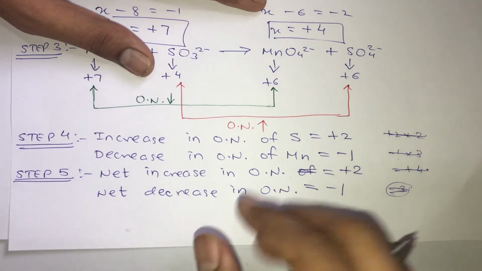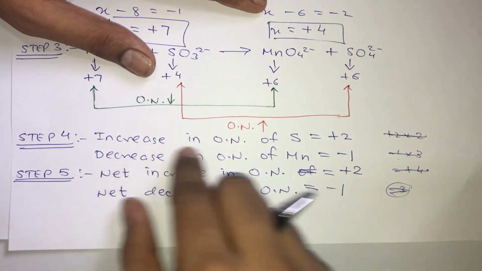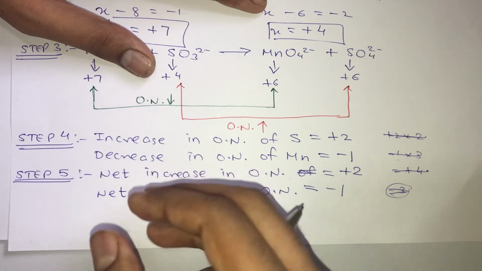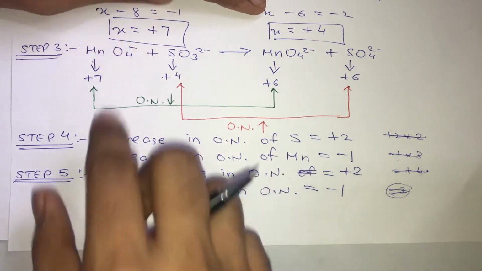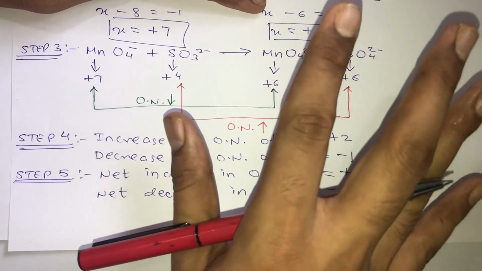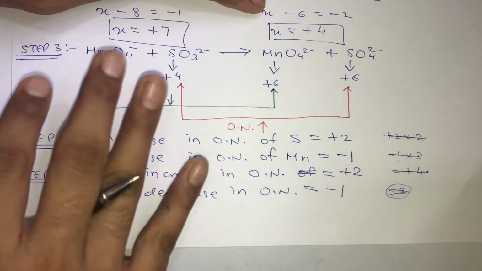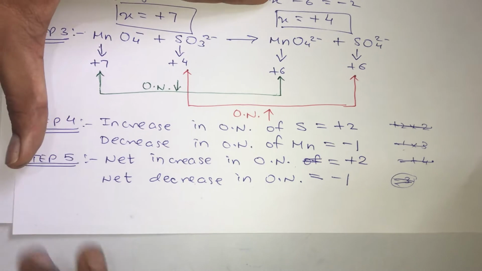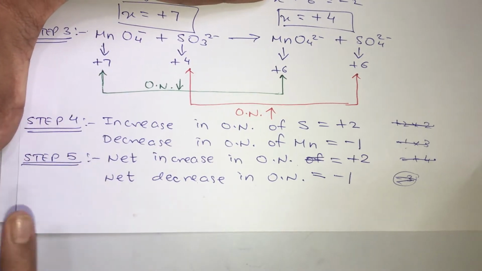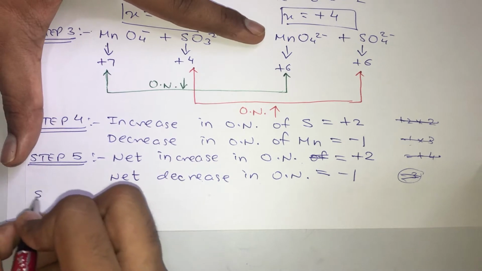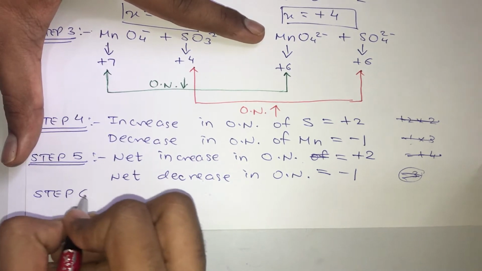Okay, so I hope you have understood the basic difference between increase in oxidation number per atom and the net increase, that is total increase in the reaction. If you have not understood, then don't worry guys, in the next sum it will get clear for you. Since it was the first sum, I had taken this to be a simple one. Okay, now step 5 is over. So step 6.